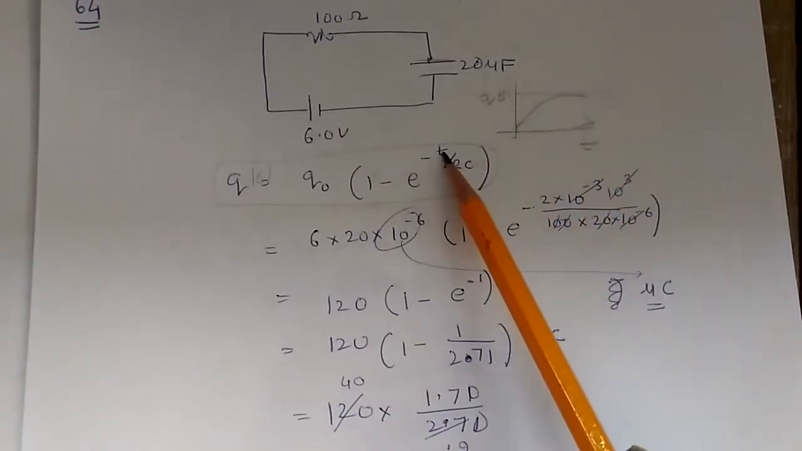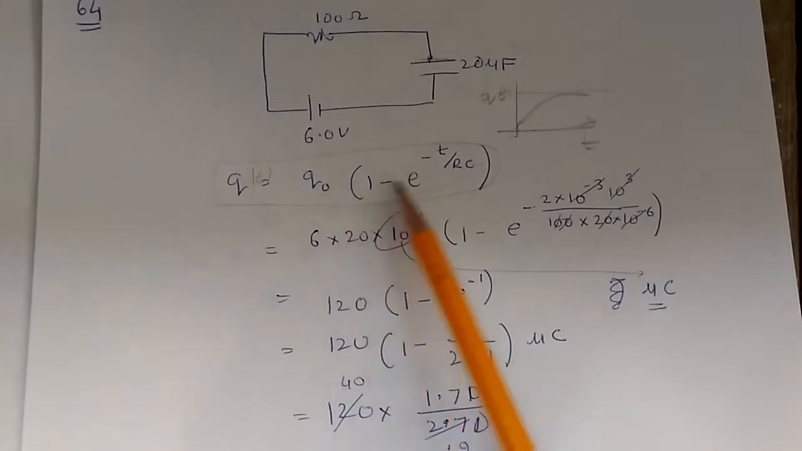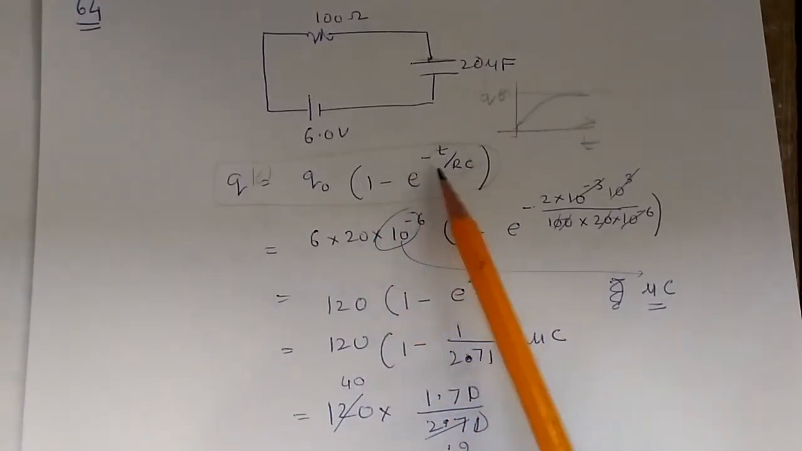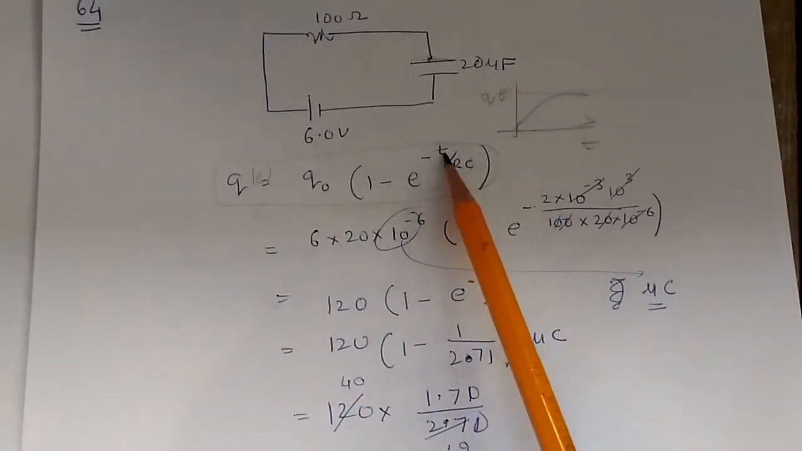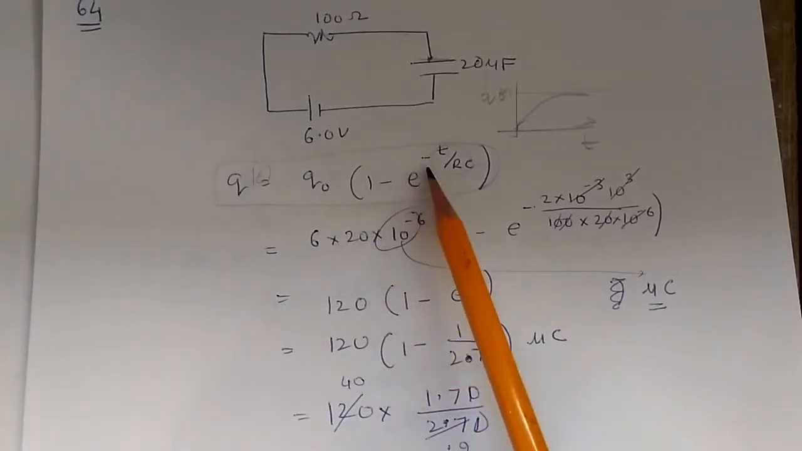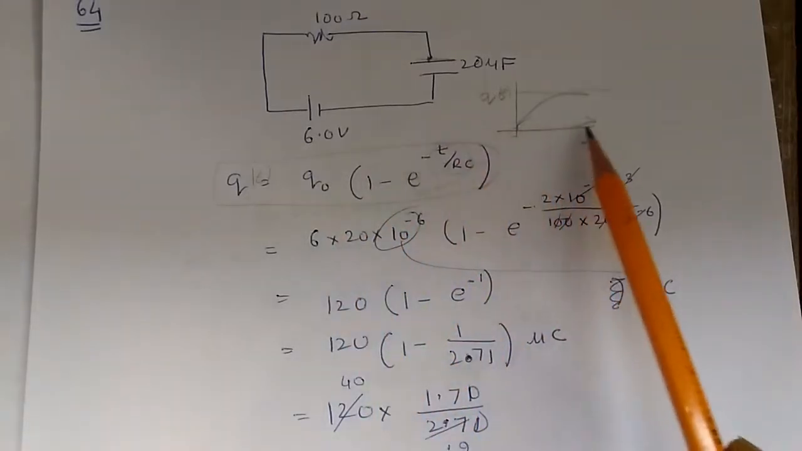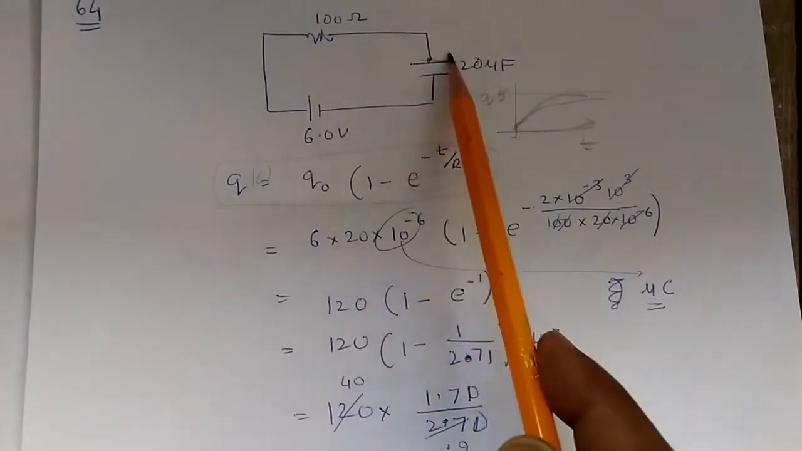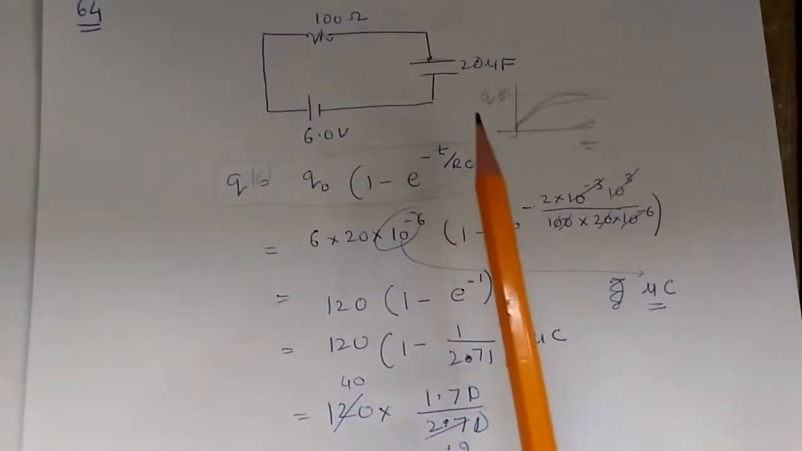When t is equal to 0, the exponent becomes 0, and e to the power 0 is 1, so 1 minus 1 is 0, so Q becomes 0. When t is equal to infinity, this is 1 minus 1 upon e to the power infinity, or 1 upon infinity, which is 0, so 1 minus 0 is 1. So as t tends to infinity, Q is equal to Q naught, the final stable charge. That's how we verify that the formula is correct.